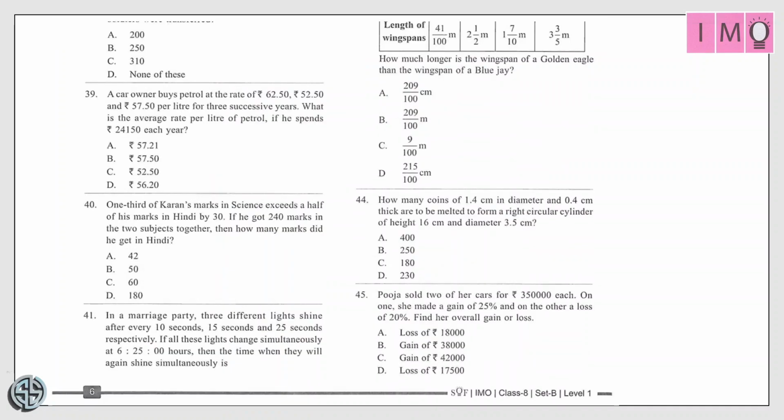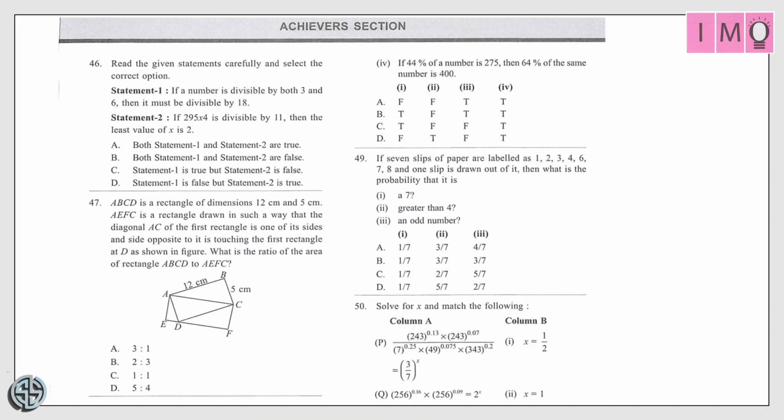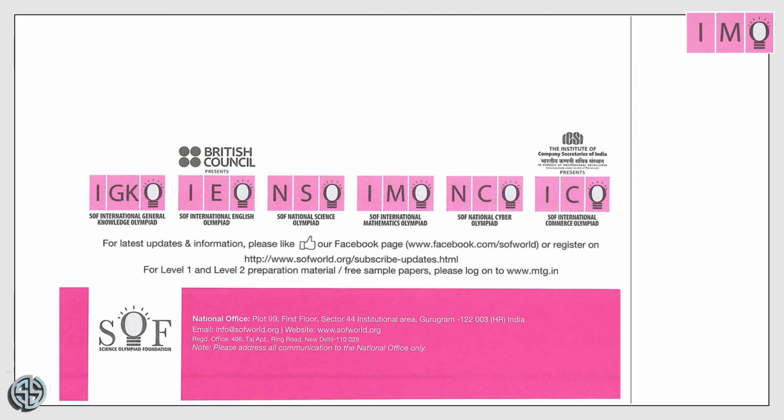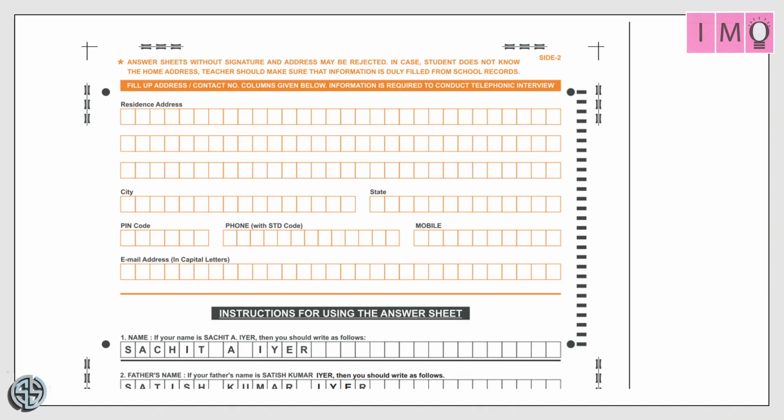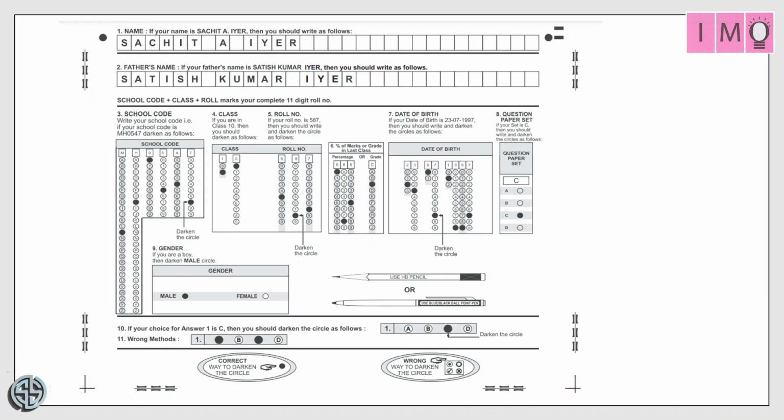Here you will get 10 questions, from 36 to 45. And the last, fourth section is the achiever section, which is the hard section, and only in this section, for each question, you will get 3 marks. So this is important. The weightage of each question in this section is higher, so you have to be more careful here. We have also shown you the OMR and how to fill it.